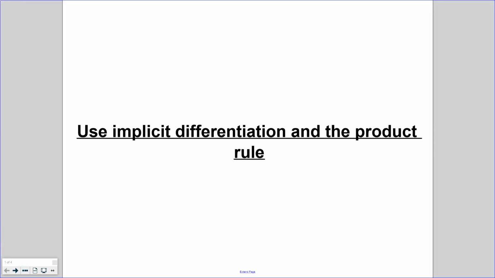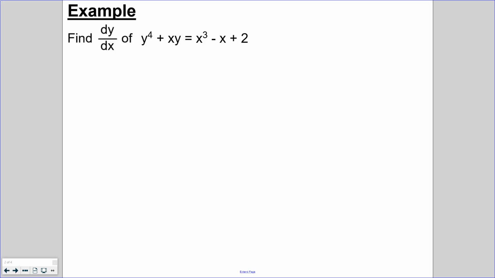Use implicit differentiation and the product rule. So in this video, as it says, we're going to see how the product rule affects implicit differentiation. So let's take a look at our first example.